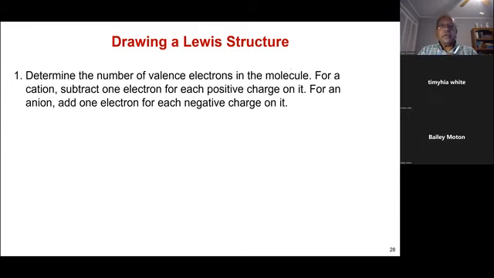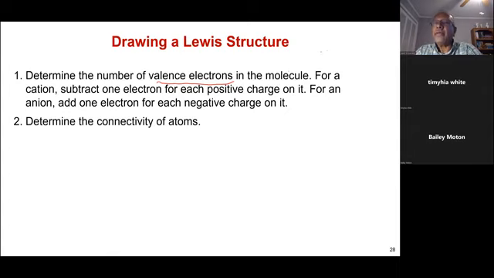Now, to draw a Lewis structure, you have to get the total number of valence electrons in the molecule. That means you add up the valence electrons in each atom of the molecule. For example, water has 2 here plus 6 here, which is 8 valence electrons. After you count the 8 valence electrons, the Lewis structure should have 8 valence electrons after you draw it.